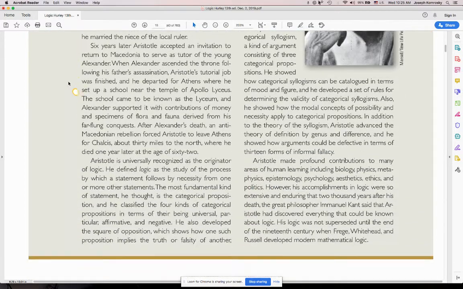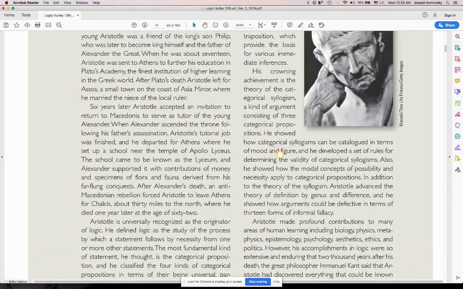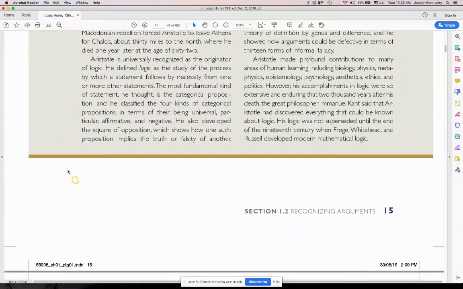You can read that on your own if you want. But he created syllogisms. We'll see about these in later sections in chapter 1. I actually use syllogisms in any philosophy paper that I write. I use his syllogisms because they're simple, and we'll see later what those are like.